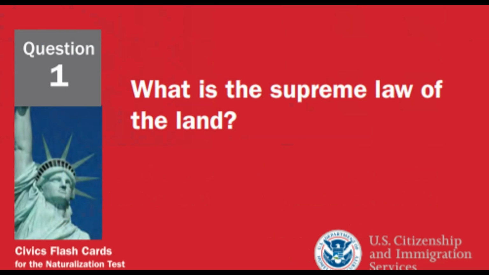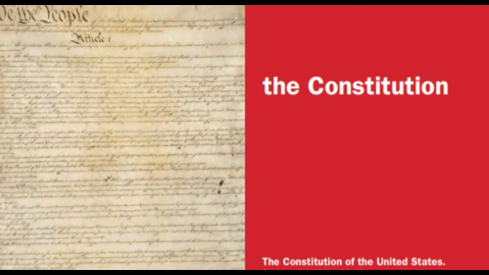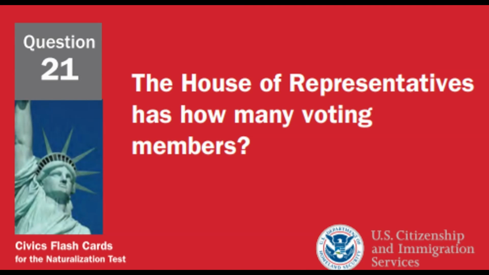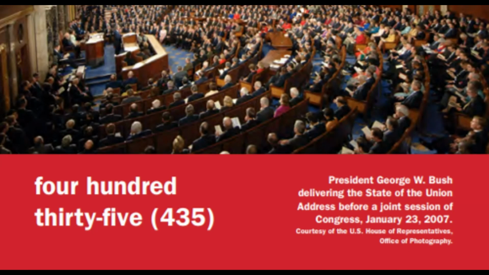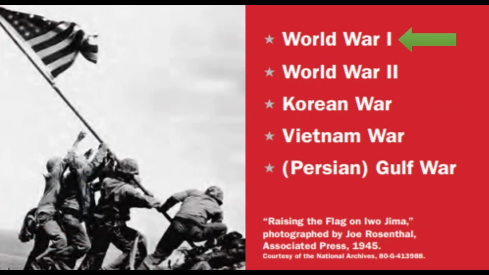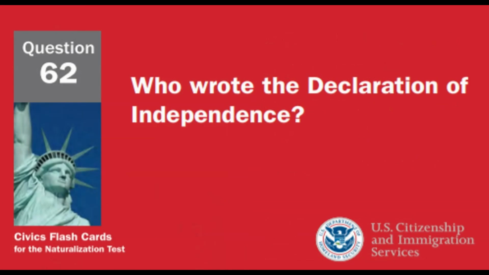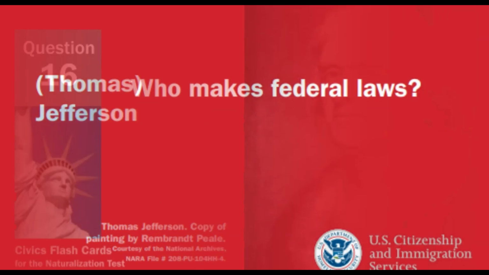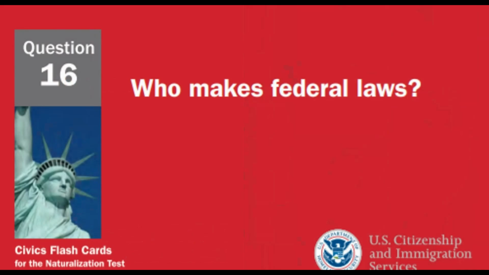What is the supreme law of the land? The Constitution. The House of Representatives has how many voting members? 435 voting members. Name one war fought by the United States in the 1900s. World War I. Who wrote the Declaration of Independence? Thomas Jefferson. Who makes federal laws?